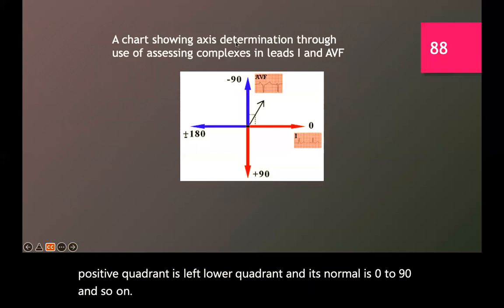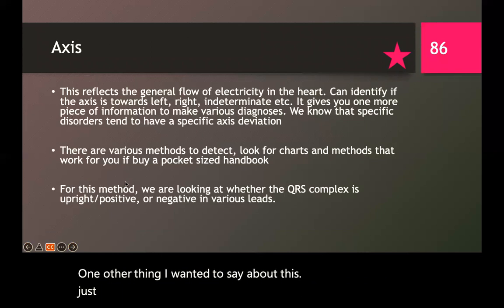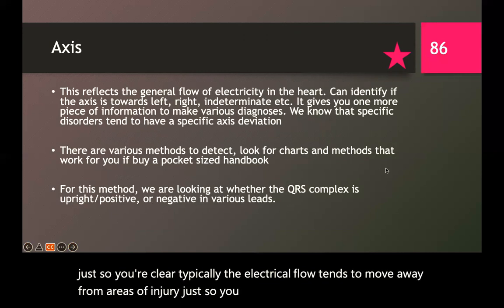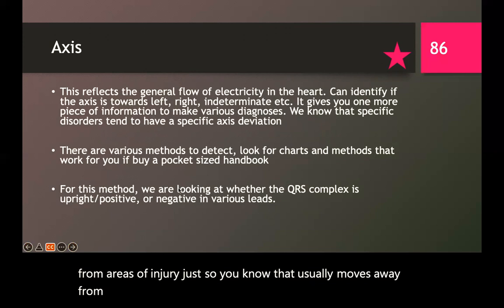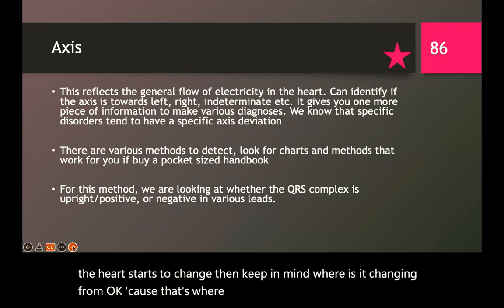One other thing I wanted to say about this, just so you're clear, typically the electrical flow tends to move away from areas of injury. Usually it moves away from areas. So if you see that the electrical flow of the heart starts to change, then keep in mind, where is it changing from? Because that's where the injury likely occurred.